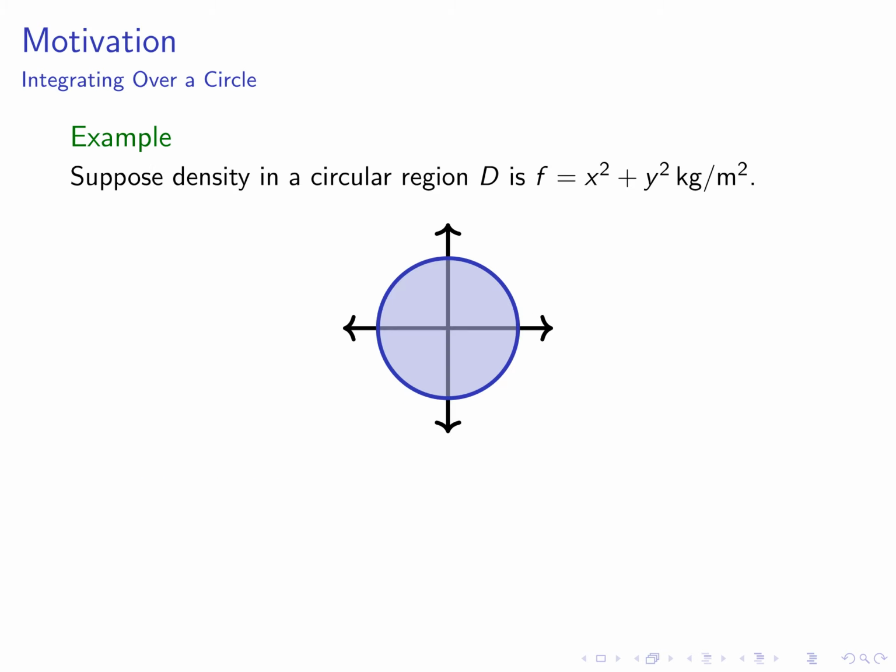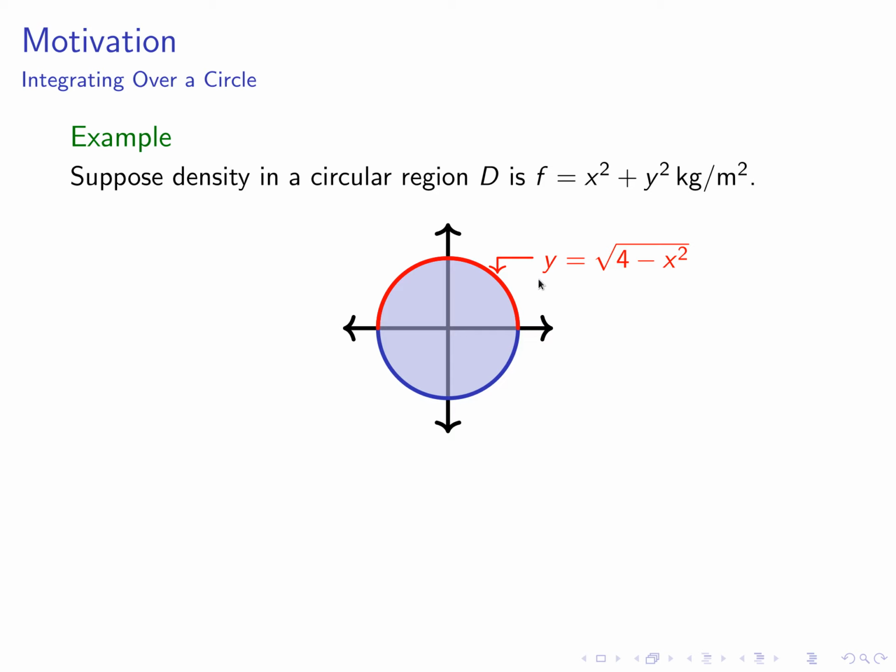I want to look at another motivational example. In the second motivational example, I want to look at a different region with a different density function. Here, let's say that the region we're studying is this circle, and let's say that the density is x squared plus y squared. And the circle we're studying here is the circle in the xy space centered at the origin where the radius is 2.